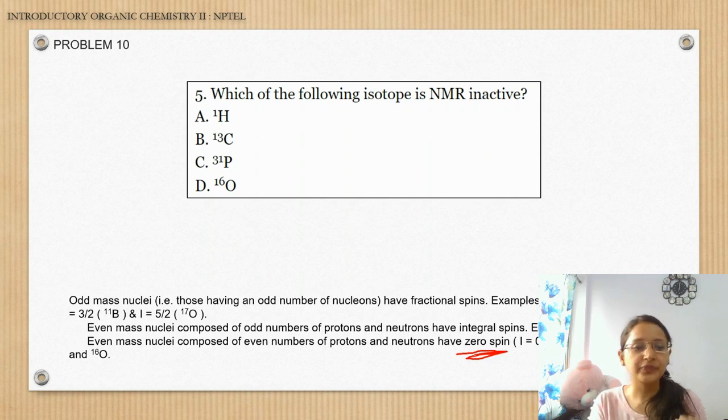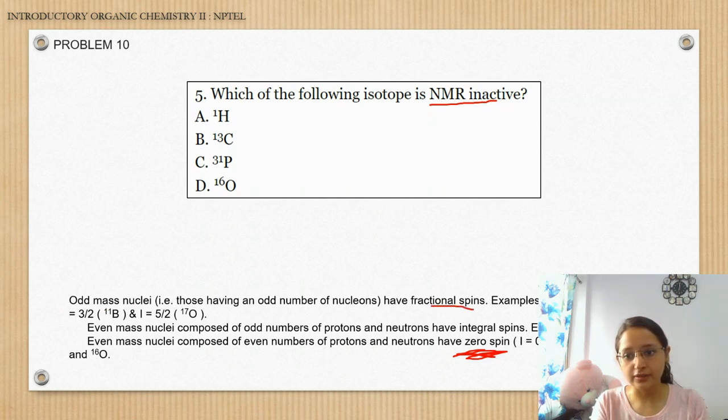So for NMR inactive, the case should be that I, the spin number, should be zero. For this particular molecule, 1H, the mass number is 1. So see, guys, if an odd mass nucleus is there, then fractional spins are there. For 1H, we have I equal to half. That is the fractional spin, so it is not NMR inactive. It is not the answer, because it is NMR active. Just keep this concept in mind, and you will get very clear about these basic concepts.